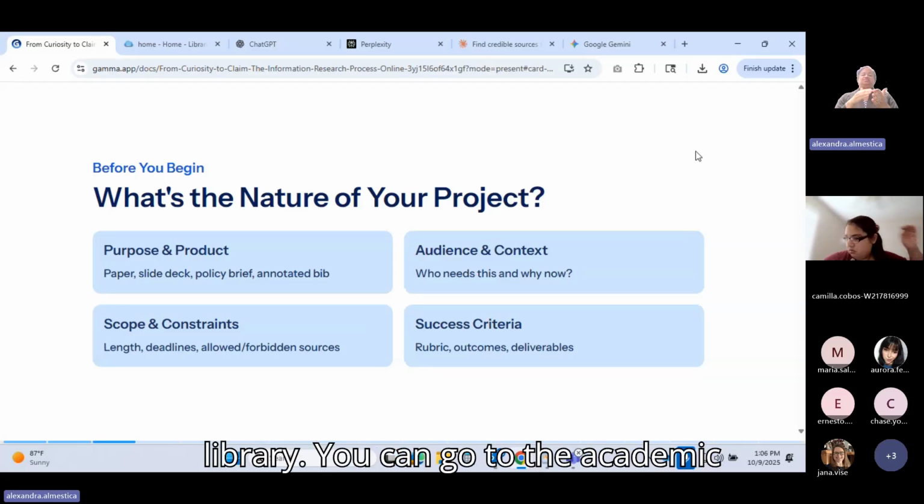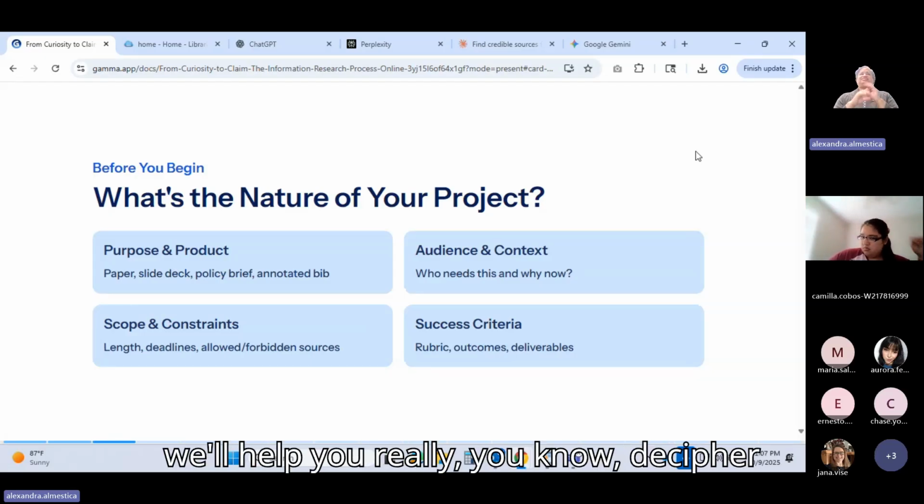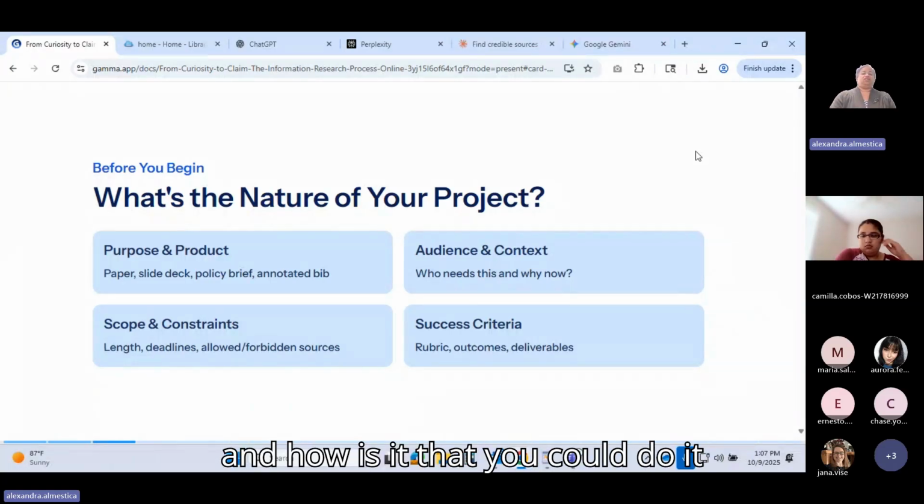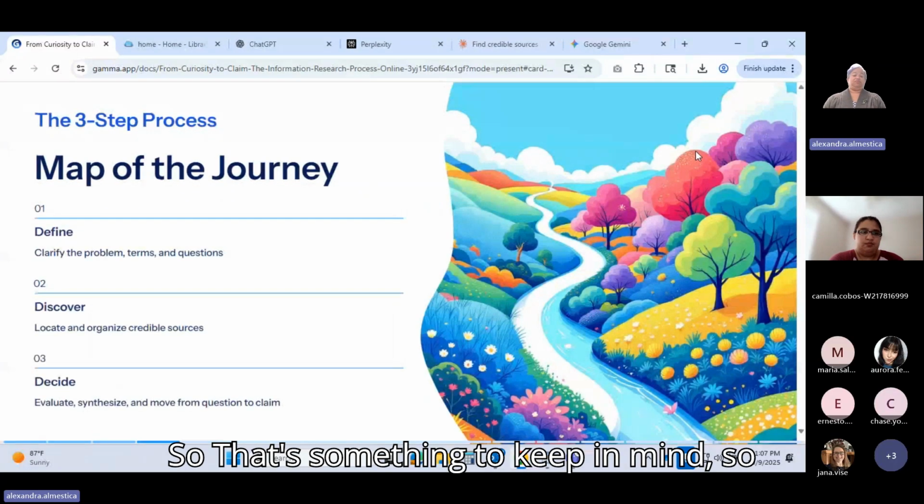You can go to the academic success centers, and we'll help you decipher exactly what you need to do and how you could do it according to your learning style, right? So that's something to keep in mind.